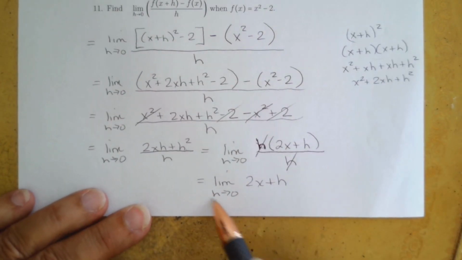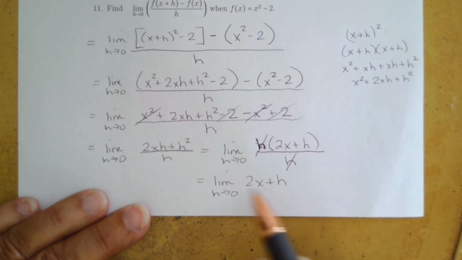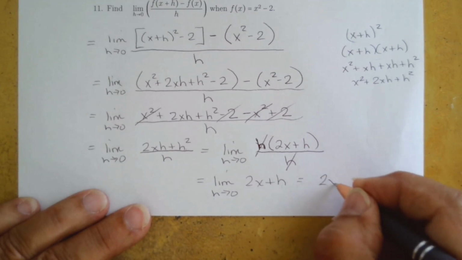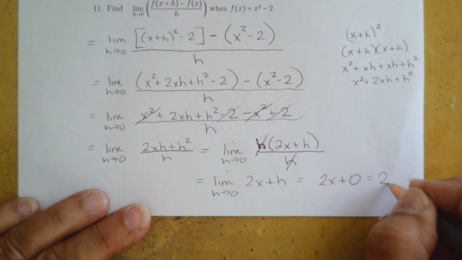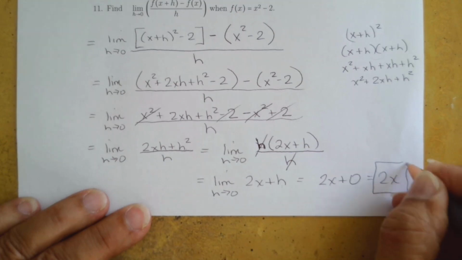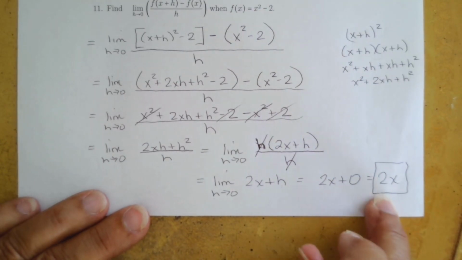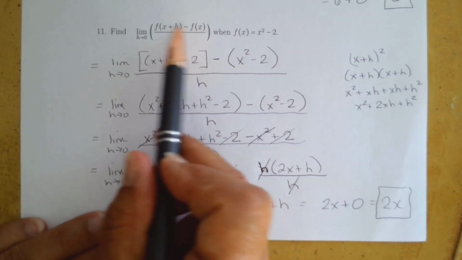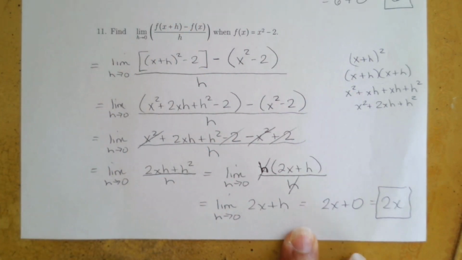Now you can plug in 0, because now you'll get an answer. So the limit as h approaches 0 of 2x plus h. Now we can let h go to 0. So 2x plus 0 equals 2x. So there's your limit. It has a variable in it because our problem didn't have any numbers in it. If your problem just has x's in it, then your answer is going to have x's in it. So you see, it was very similar to number 10, but a lot of different little steps in there when there were no numbers involved.